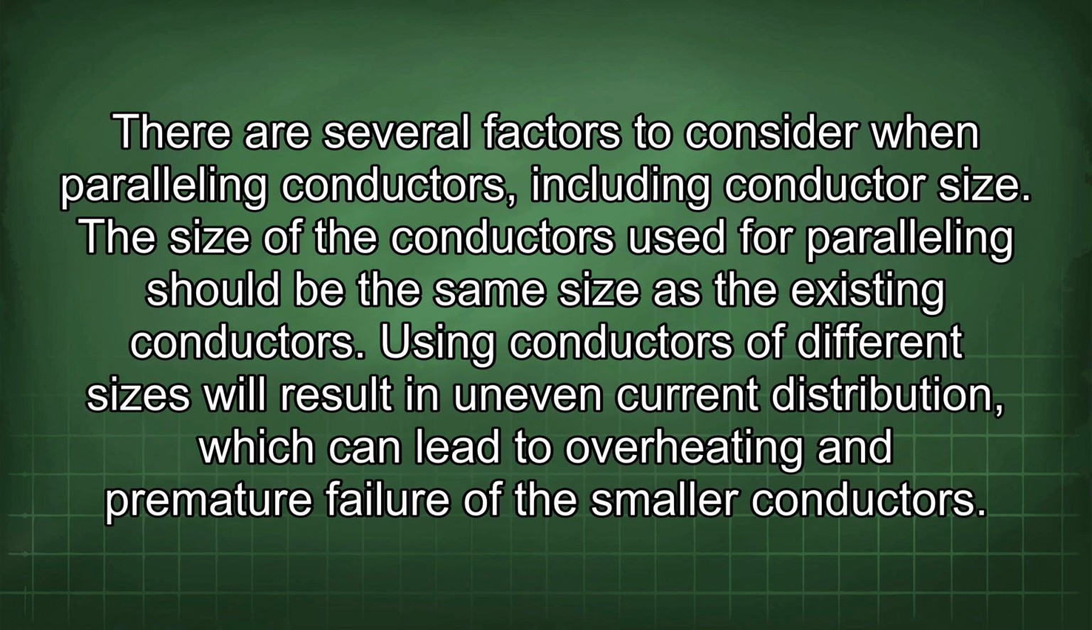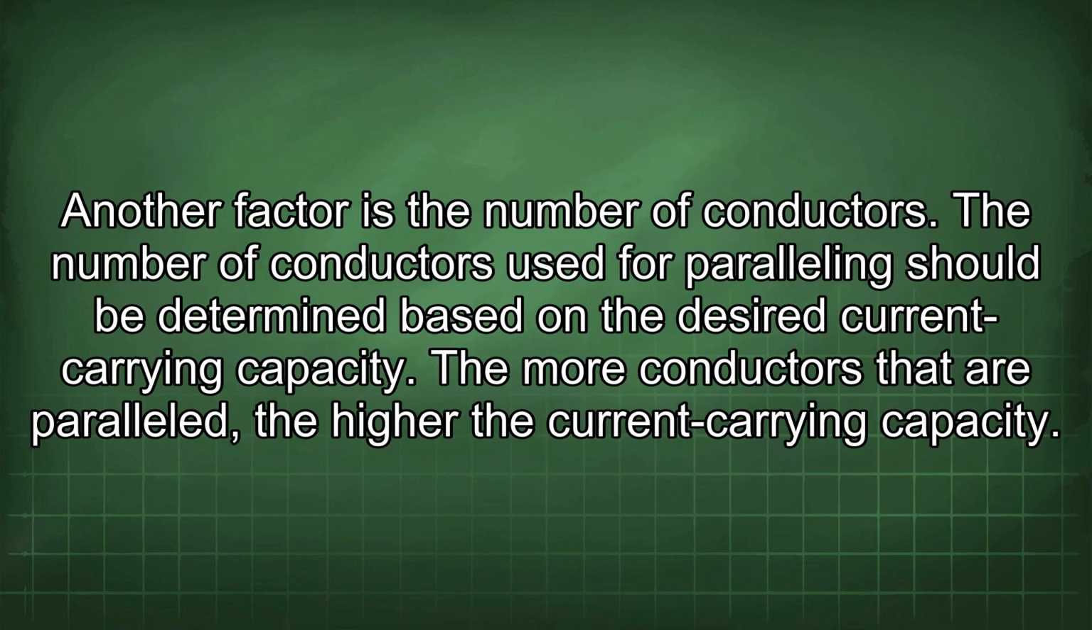There are several factors to consider when paralleling conductors, including conductor size. The size of the conductors used for paralleling should be the same size as the existing conductors. Using conductors of different sizes will result in uneven current distribution, which can lead to overheating and premature failure of the smaller conductors. Another factor is the number of conductors. The number of conductors used for paralleling should be determined based on the desired current carrying capacity. The more conductors that are paralleled, the higher the current carrying capacity.